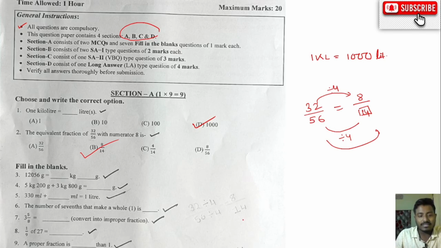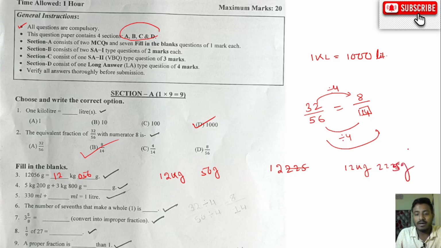12056 gram equals dash kg dash gram, that is 12 kg 056 gram, or you can write 12 kg 56 gram. So how to write? Suppose the question is given as 12225. Simply remove 3 digits from the right side, then write the kg place, that is 12 kg. Now write the remaining, that is 225 gram. Understand?